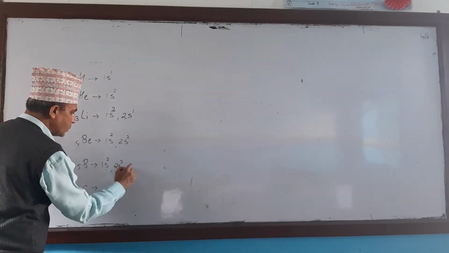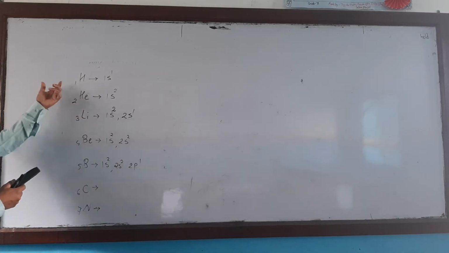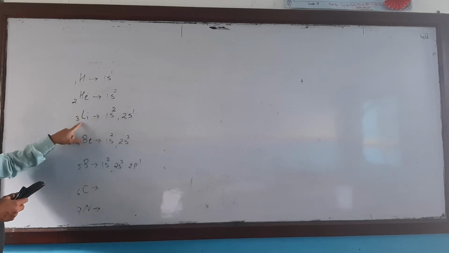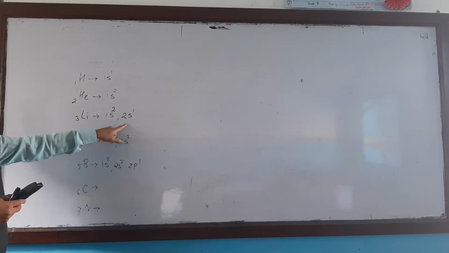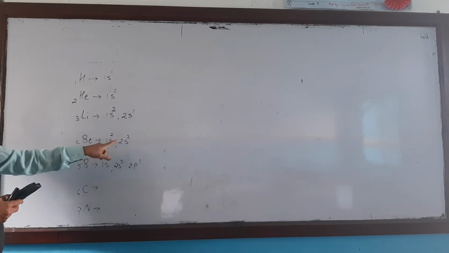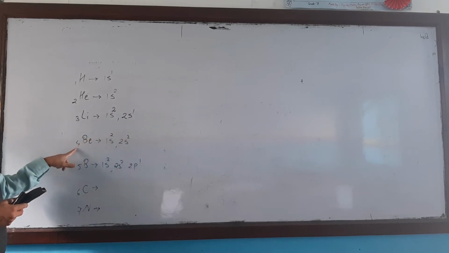2p. 2p1. Now see. Hydrogen 1s1, helium 1s2, lithium 1s2, 2s1. 2 plus 1, 3. Beryllium 1s2, 2s2. By counting these powers, we can get the number of electrons.